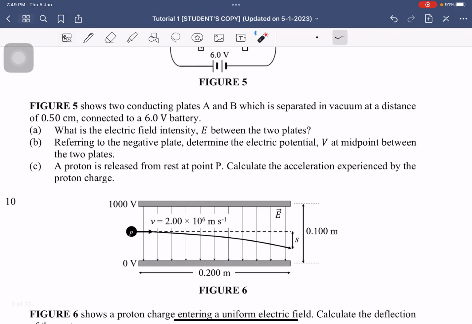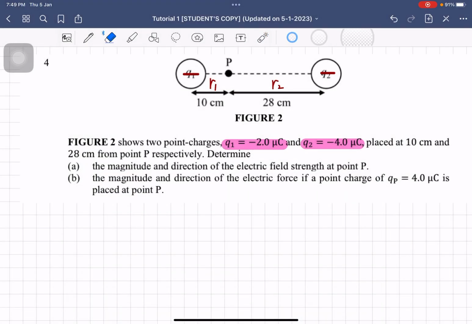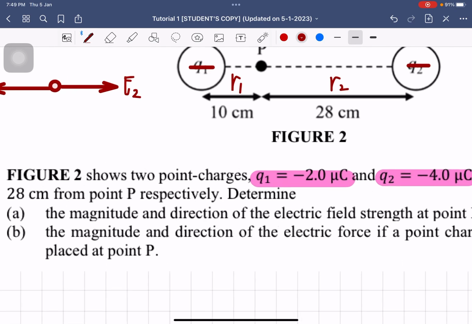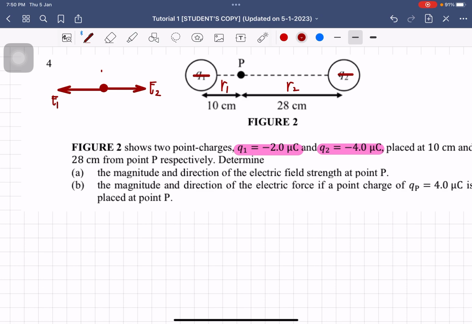Let me just go back. Okay, so how do we draw this? This is your point P. And since it is going into the charge, this is going to be E1, E2. So this is E2, this is E1. Alright, so that is the direction of the electric field. And this is point P.